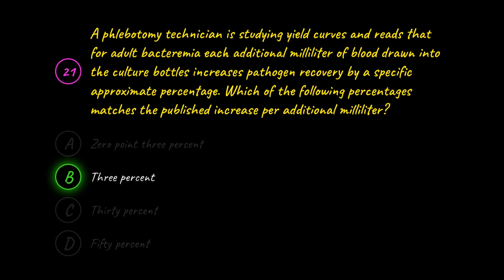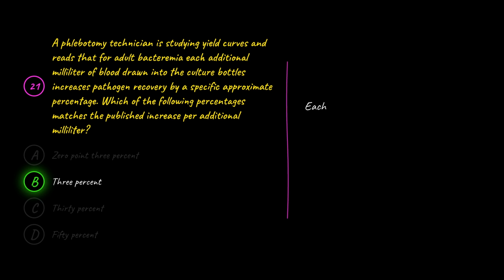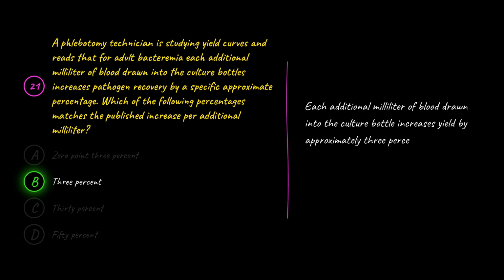The correct answer is B. 3%. B is correct because each additional milliliter of blood drawn into the culture bottle increases yield by approximately 3% up to about 30 milliliters. The curve plateaus there because organism density in adult bacteremia is typically low.